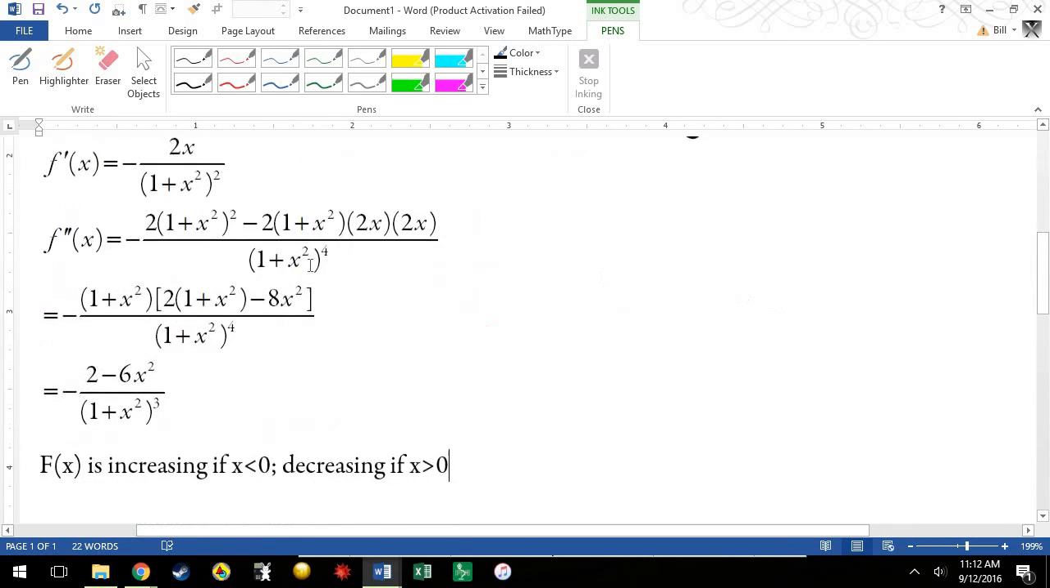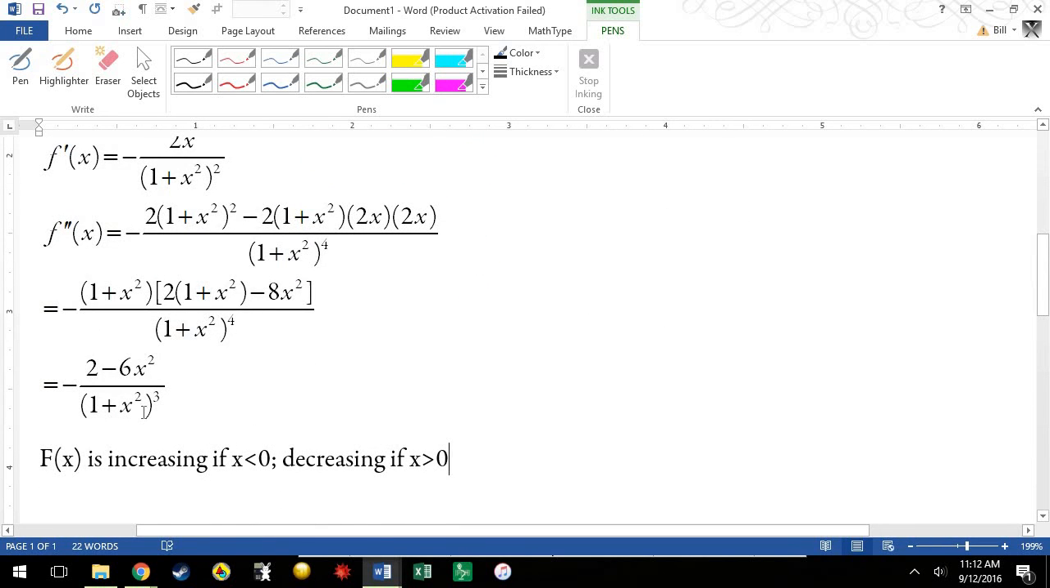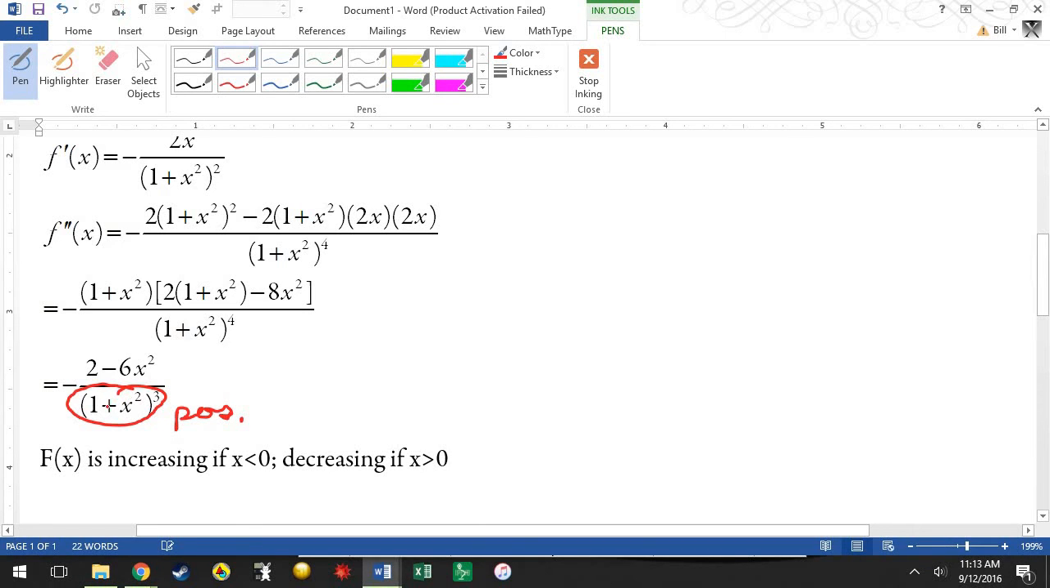Now we're going to do the same thing for the second derivative. And again, we're helped by the fact that the bottom is always positive. 1 plus x squared is always a positive number. So again, this is positive here. When I'm determining whether the entire fraction is positive or negative, I may disregard this. If I want to know the exact value of the second derivative, of course I have to take it into account.